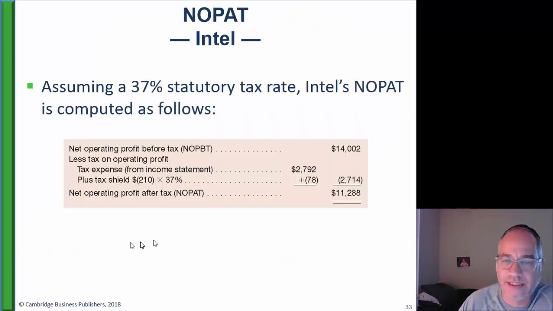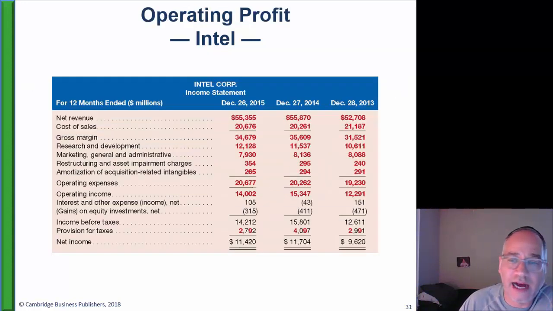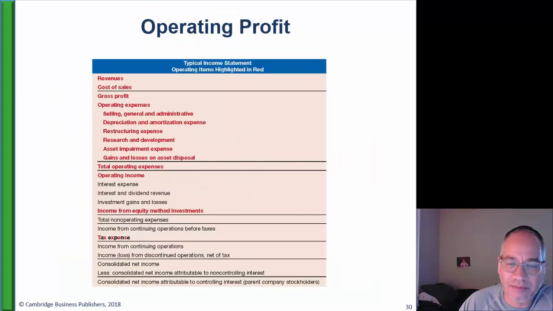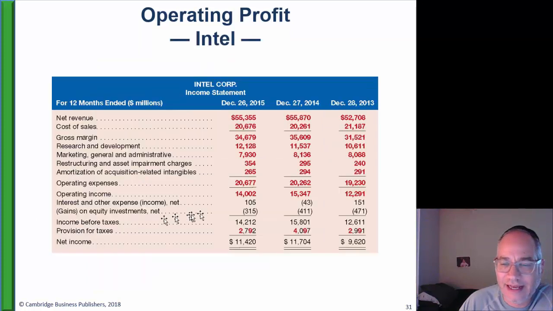Let me show you how you do this with Intel. Intel had net operating profit before taxes of $14,002. The total tax expense from the income statement, if you look back here, was $27.92. They also had non-operating items, shown right here, of $315 and $105. And if you look at them, $315 is positive and $105 is negative. And I just want you to note that here in the example, they said income from equity method is operating. And here they're treating it as gains on equity investments.